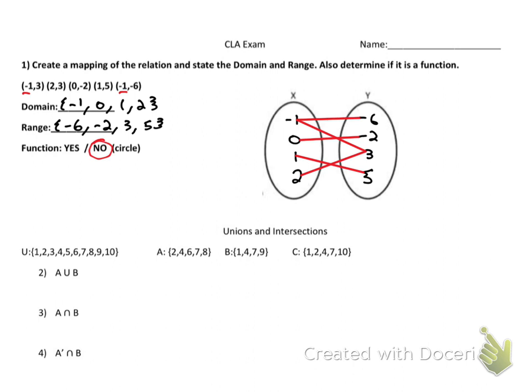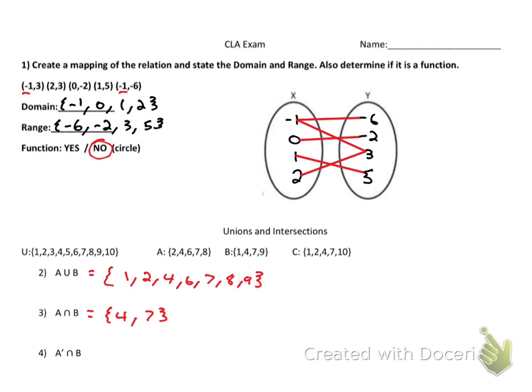All right, next part, unions and intersections. First, we have the union of A and B. That means we're combining the two sets. So we'll have 1, 2, 4, 6, 7, 8, 9. Combining A and B. The intersection is what's in common between A and B. So that would be 4 and 7.